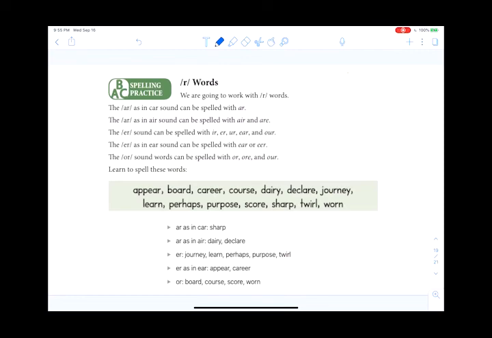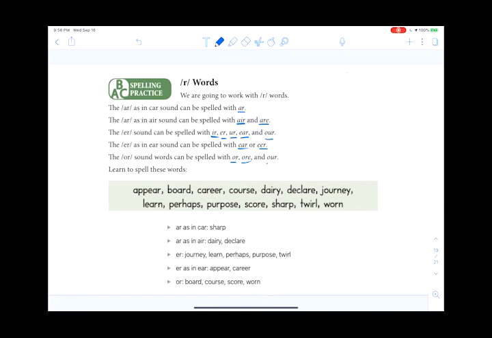The R, as in car sound, can be spelled with AR. The AR, as in air sound, can be spelled with AIR and ARE. The ER sound can be spelled with IR, ER, UR, EAR, and OUR. The EAR, as in ear sound, can be spelled with EAR or EER. The OR sound words can be spelled with OR, ORE, and OUR.